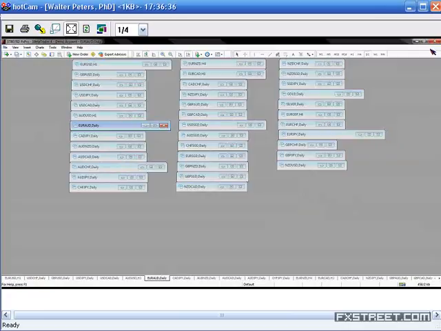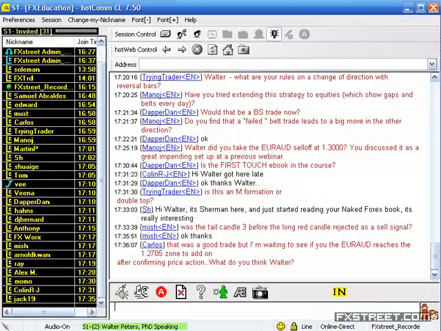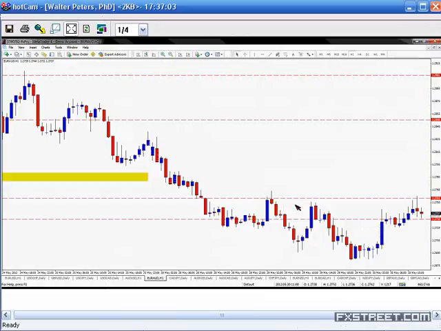Carlos, that was a good trade, but I'm waiting to see if the Euro Aussie reaches the 27.85 zone to add on after confirming price action. What do you think? Well, I think we should take a look. 27.85. Yeah. I think that an aggressive trader could actually take a trade right now. And that's because you got a touch here, a touch there, and a touch here. So an aggressive trader could sell off of this candle right here.